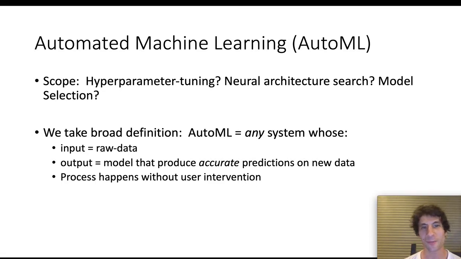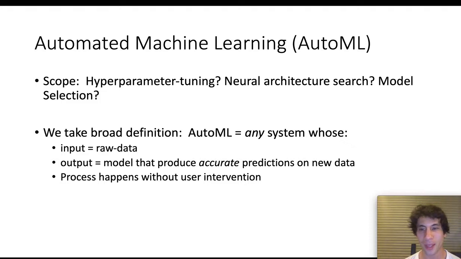Many people have proposed various definitions of AutoML, including, is it hyperparameter-tuning? Is it neural architecture search? Is it selection of a model? In this tutorial, we're going to take a really broad definition. We're going to say AutoML is any system whose input is raw, unprocessed data, and whose output is a model or some kind of Python or object in your favorite programming language of choice that can produce accurate predictions on new data. The key is this process happens entirely without user intervention.